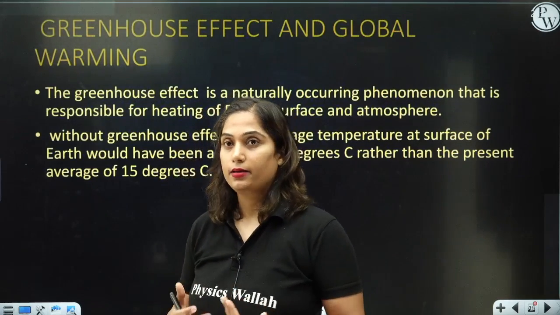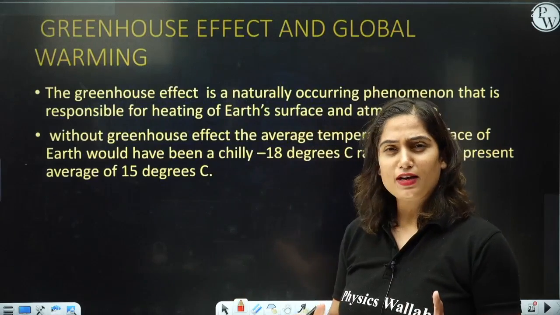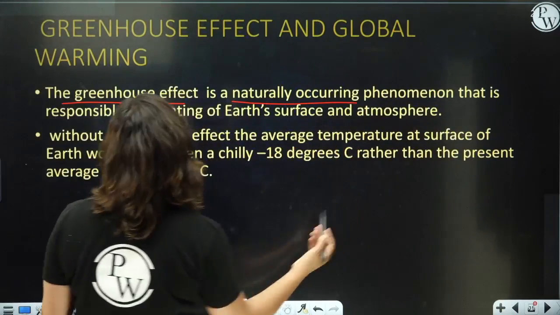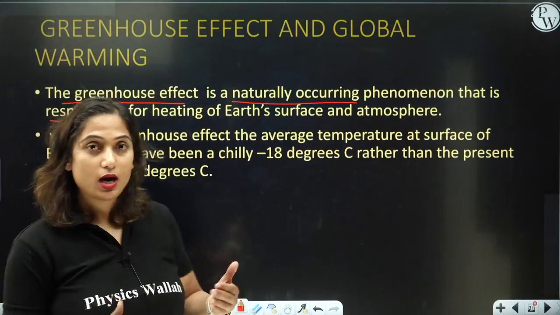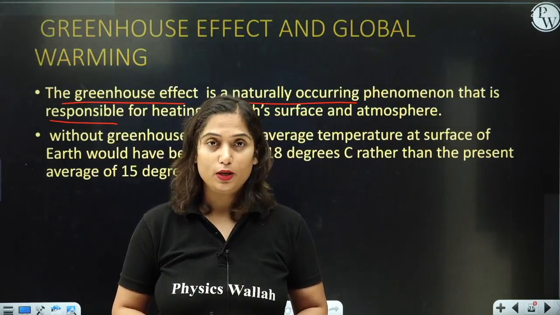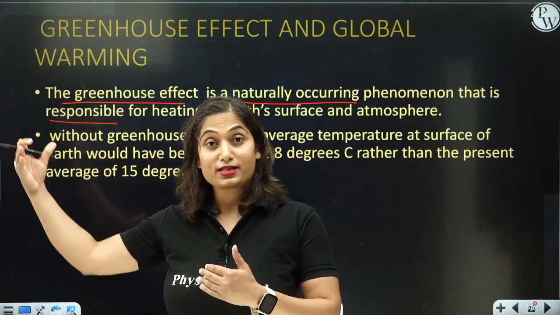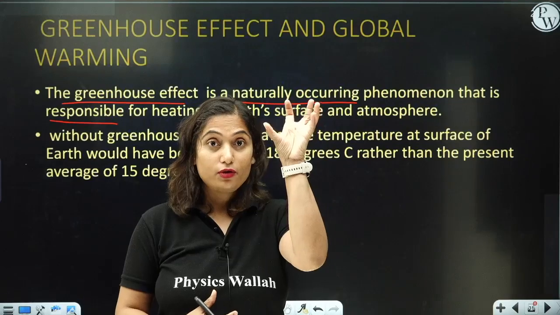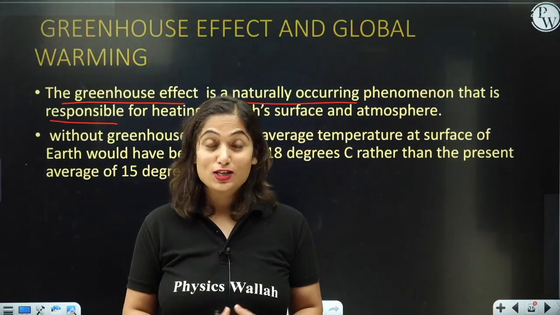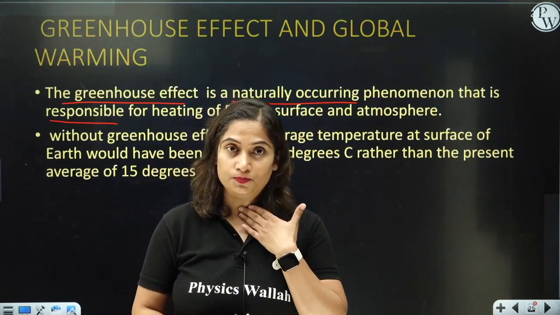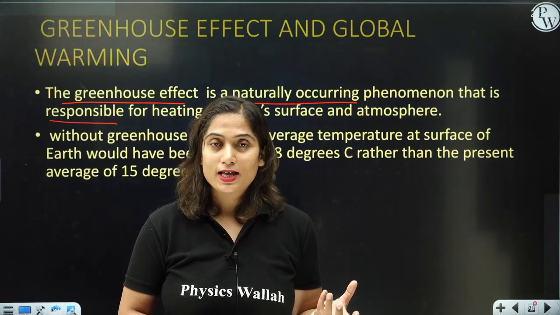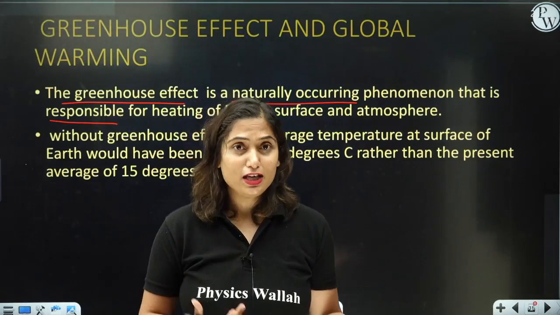Now let's understand. The greenhouse effect is a very natural process. It is a naturally occurring phenomenon that is responsible for heating of Earth's atmosphere. Because of this greenhouse effect, life is possible on Earth. On other planets, there is no method of retention of this heat. Because of this heat on Earth, life is flourishing. So the greenhouse effect is very essential for heating up the Earth's surface. Otherwise, the Earth would have been so cold that it would not have supported life.